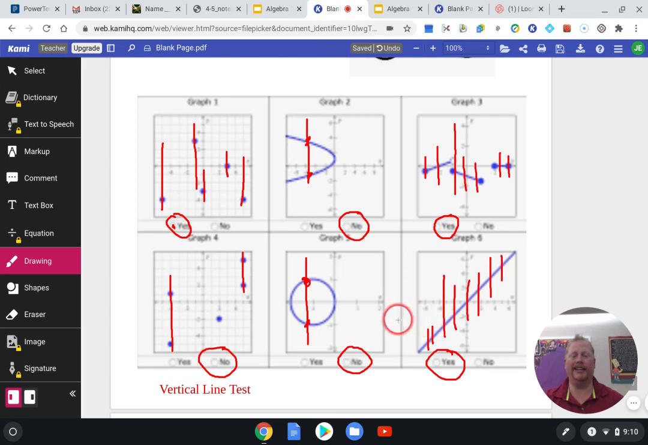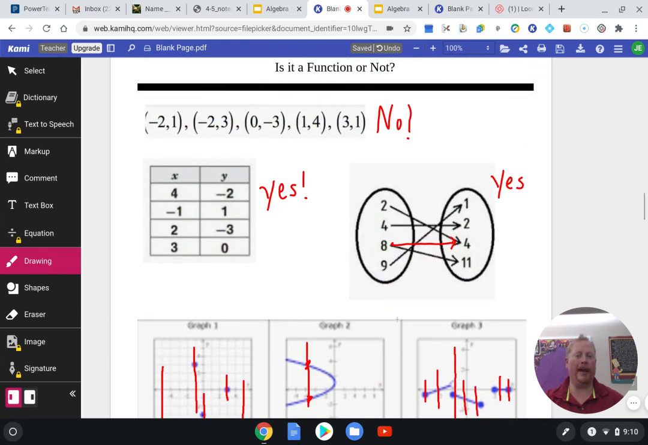So hopefully you can identify, no matter which format the function is in, whether it's a function or not.